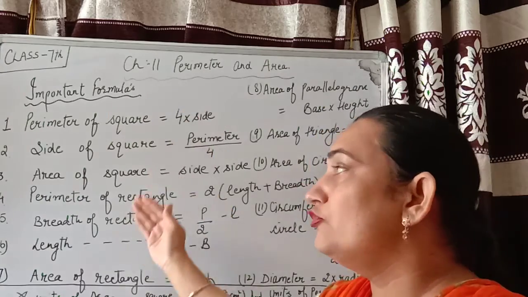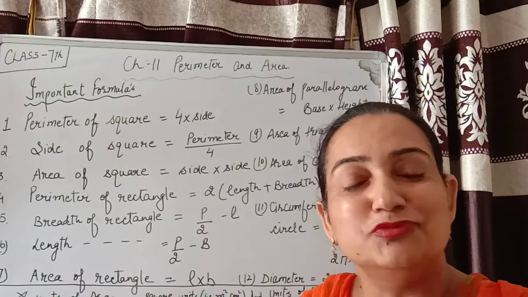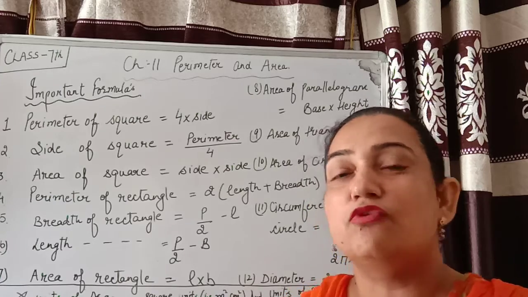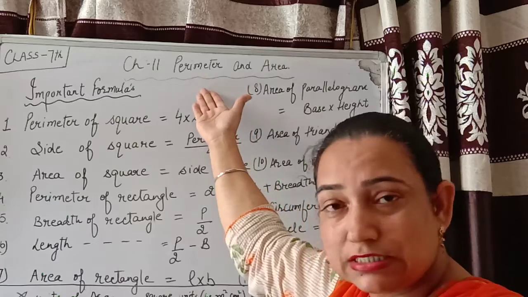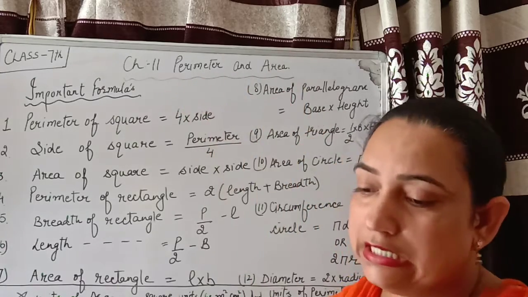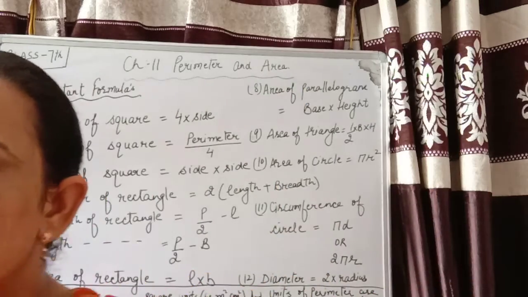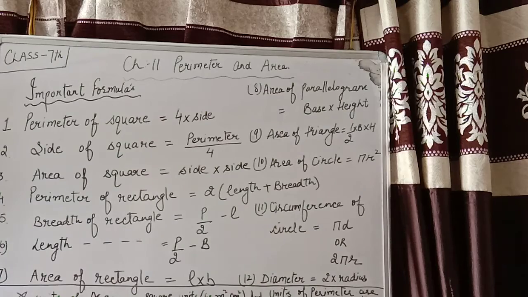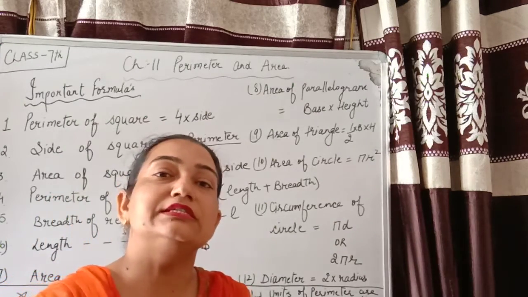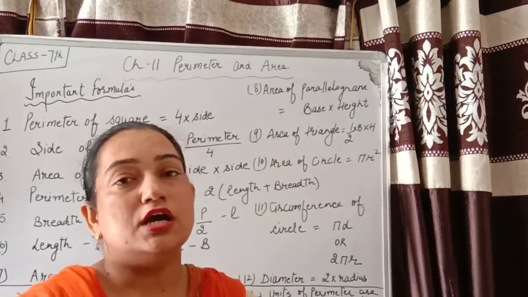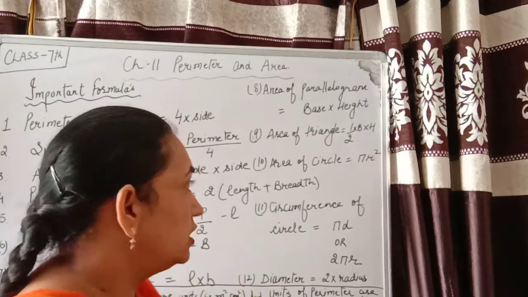So, before moving to these formulas, I just want to first clear these two terms. What is perimeter and what is the area? So perimeter is what? First, listen to its definition. Perimeter is the distance covered around a closed figure.